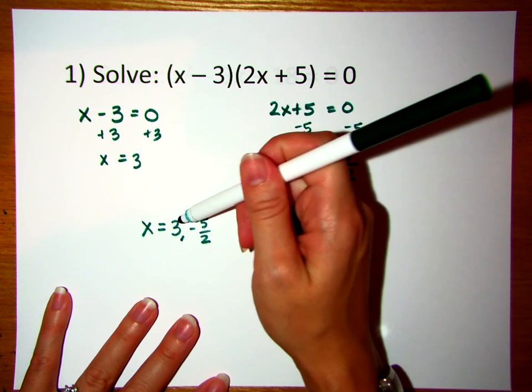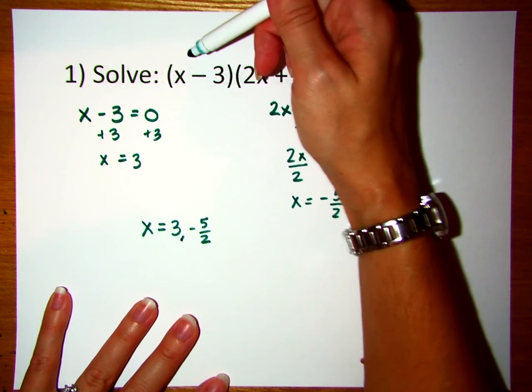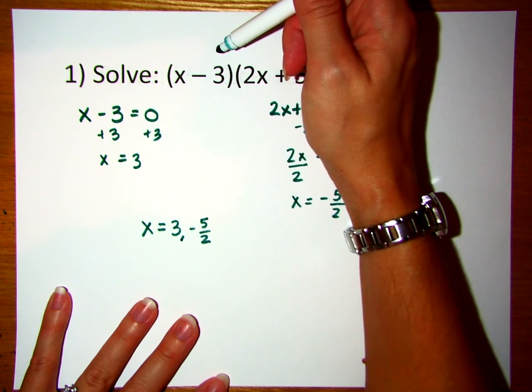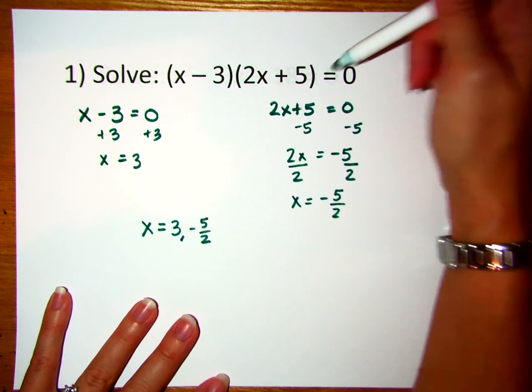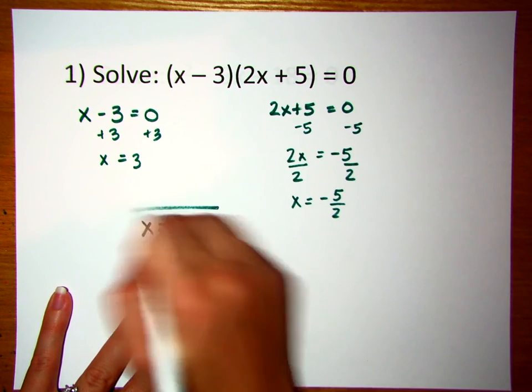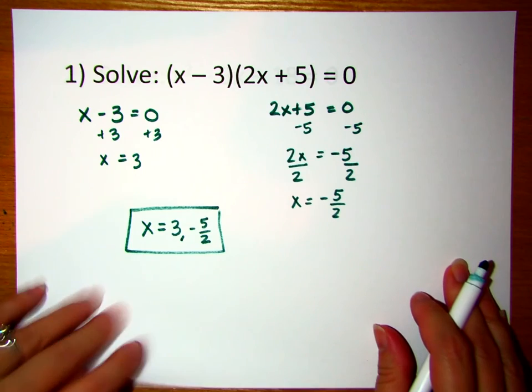Let's just check it out with 3, for example. If we put a 3 in here, 3 minus 3 is 0. 0 times whatever this is still going to equal 0. So these would be the two solutions to this problem.